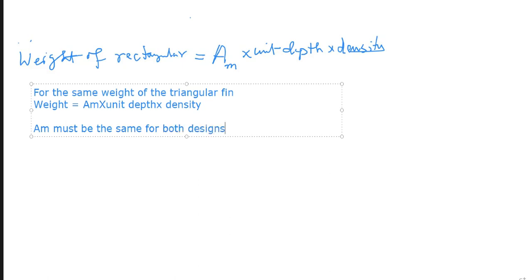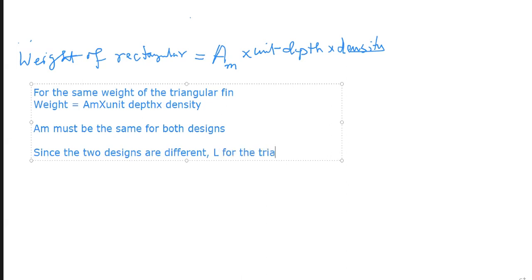It's clear with it? So, but since the designs are different, since the two designs are different, L for the triangular fin would be different.